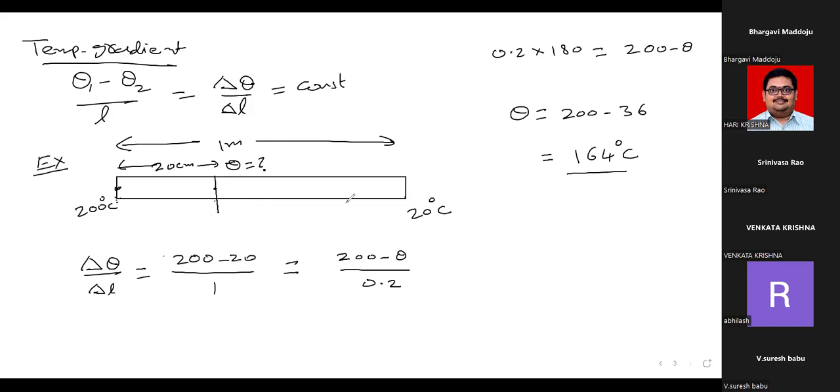In this way, we can calculate the temperature at any position, if you know the temperature gradient, or the hot end and cold end temperatures. If you know them, we can calculate the temperature at any point of the rod. This is the problem about the temperature gradient. Now, the next topic I will discuss is thermal resistance.